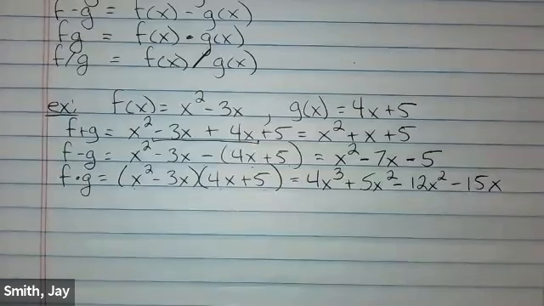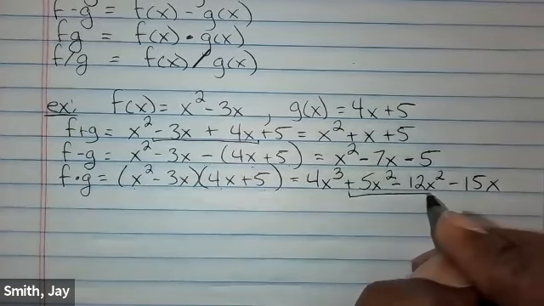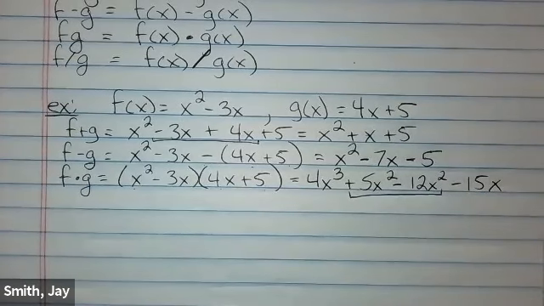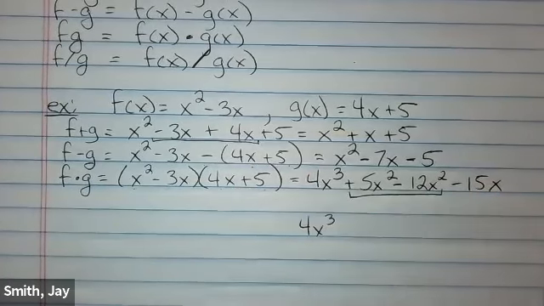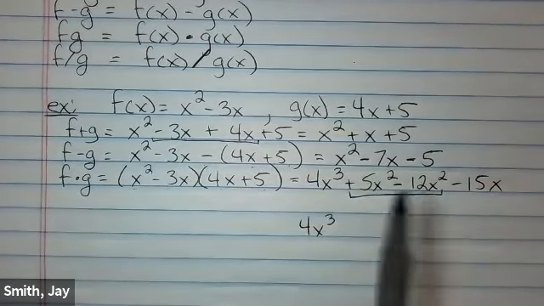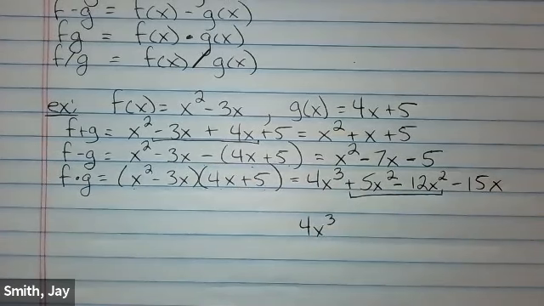All right, so foiling it, we have the polynomial 4x cubed plus 5x squared minus 12x squared minus 15x. We need to combine our like terms, of which we have two, positive 5x squared and negative 12x squared. So that 4x cubed is going to be a part of my answer, as well as that negative 15x. I'm going to go ahead and combine those like terms.